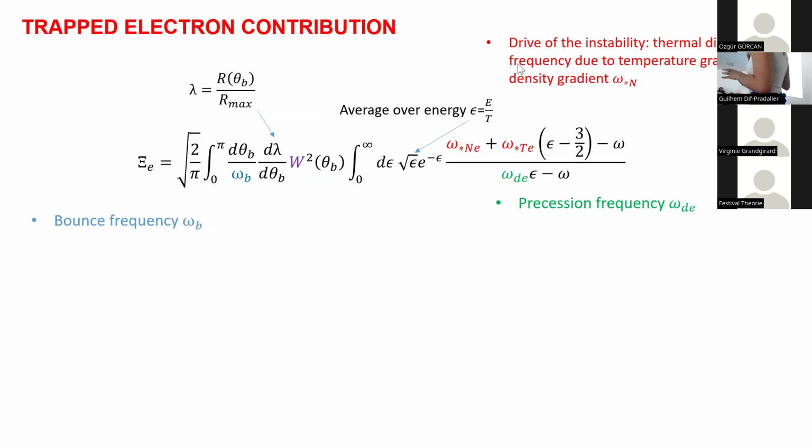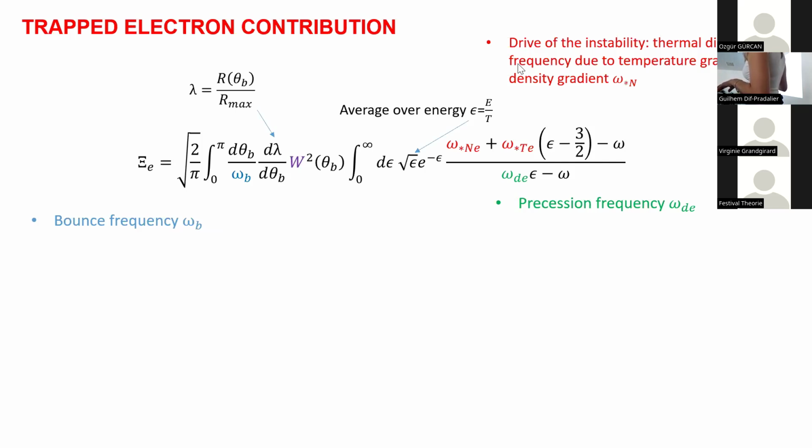I will detail very briefly what is inside those contributions, inside this dispersion relation. First of all, the trapped electron contribution is the most important. It is a double integral on the bouncing angle and the energy of the particles. The drives of the instability, you can see them in red, are the diamagnetic frequencies, so the temperature gradient and density gradient. The resonant contribution is between the frequency of the mode, the precession frequency, and the bounce frequency.